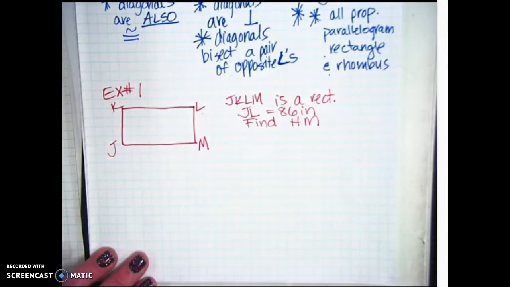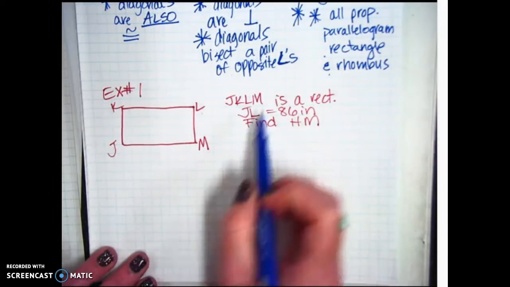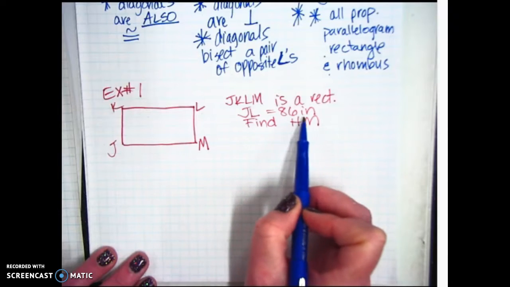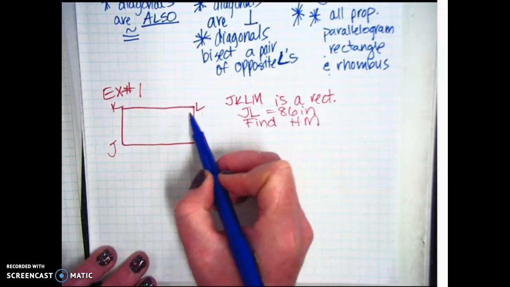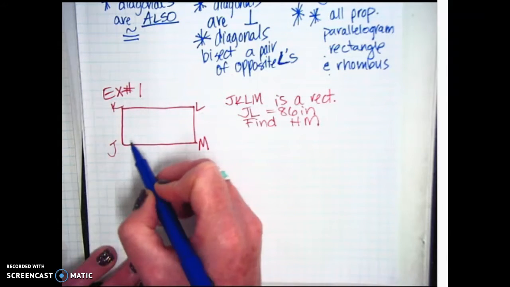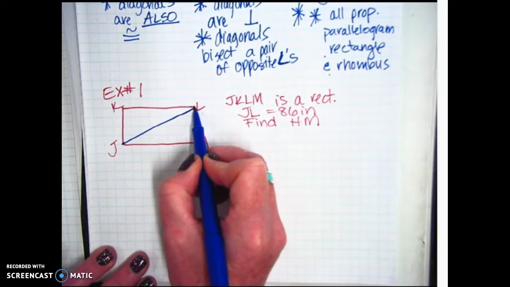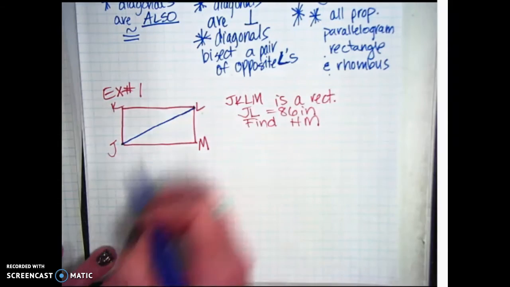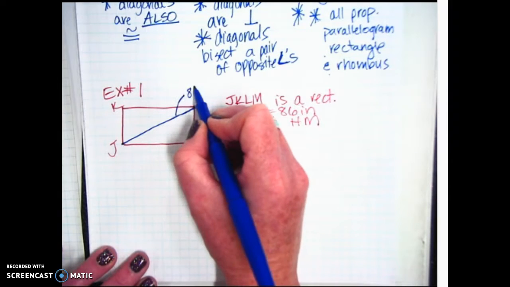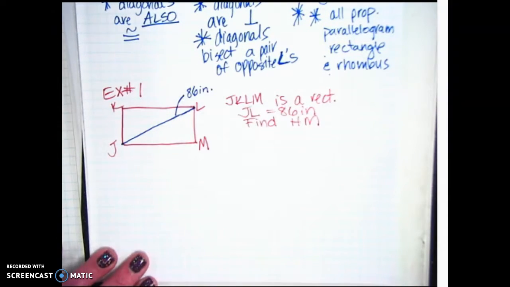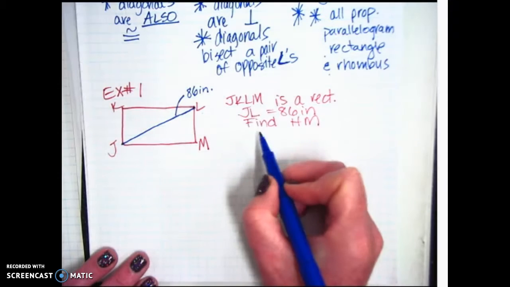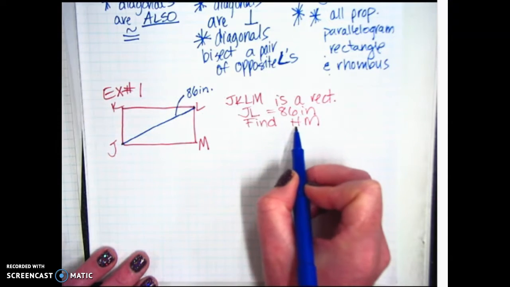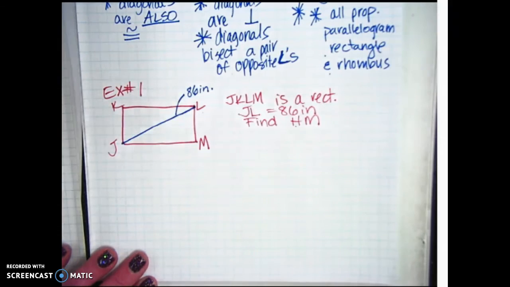All right. So here's our rectangle, JKLM. First piece of information is that JL is 86. So you come over to your rectangle and you find JL. JL is inside that rectangle, so it's called a what? Diagonal. So there's our diagonal, JL. I'm going to label it 86 inches. Okay, if they give you any good information like that, label it. Okay. The next thing we want to find is HM. Do you see an H? No. So what do you think H is going to be?